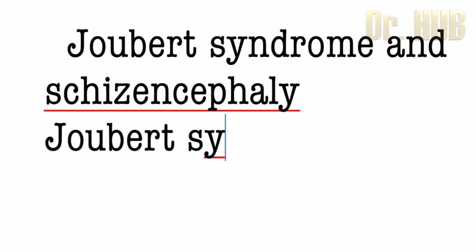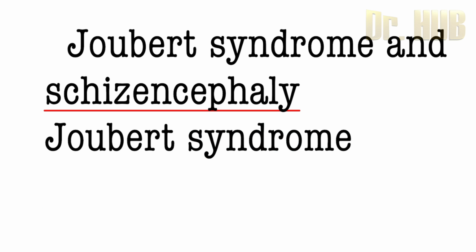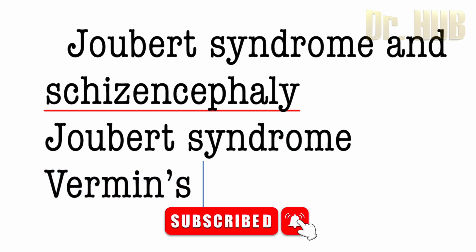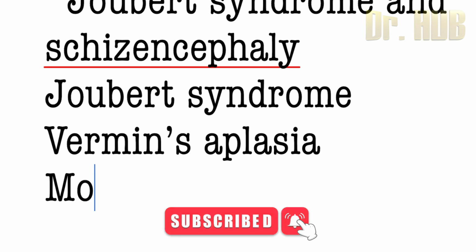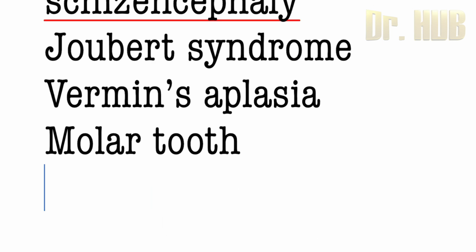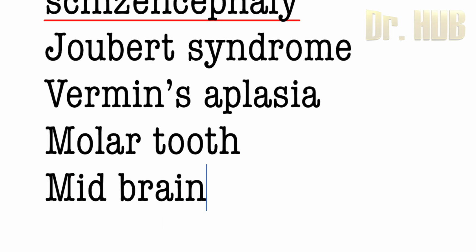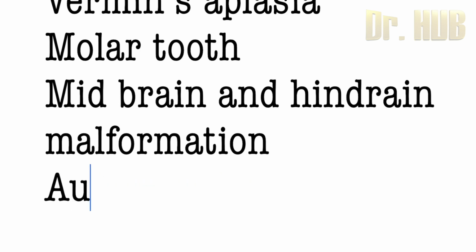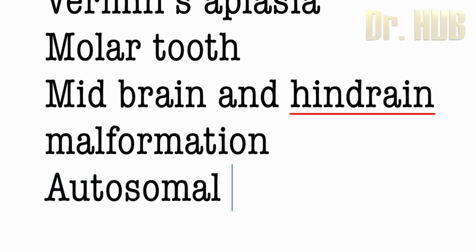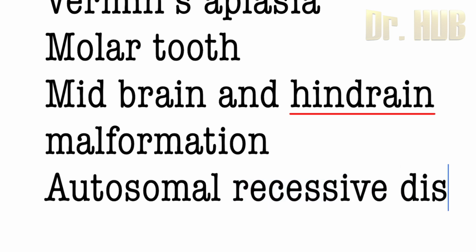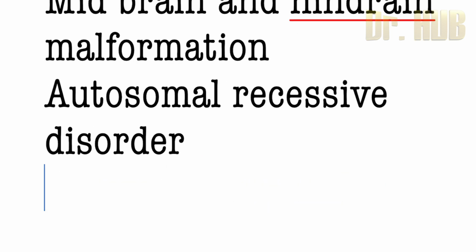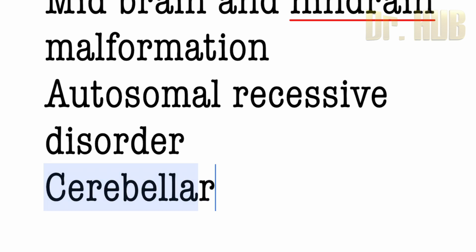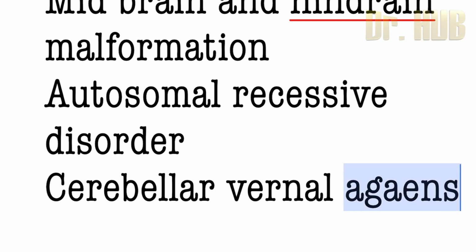So in case of Joubert syndrome, it is also known as vermian aplasia, or it is also known as molar tooth midbrain-hindbrain malformation. So it is a midbrain as well as a hindbrain malformation. It is an autosomal recessive disorder where there is a variable degree of cerebellar vermal agenesis.